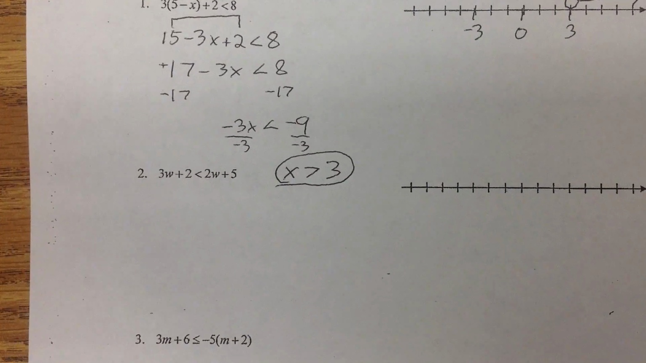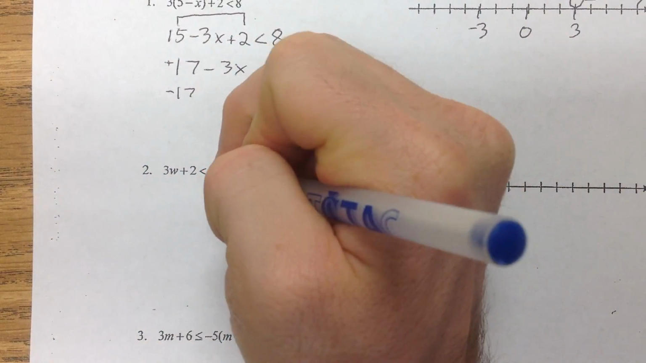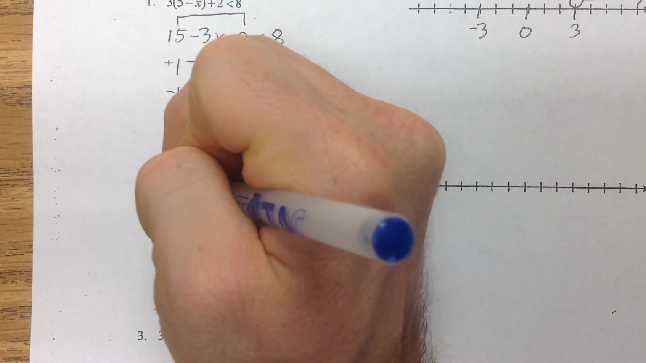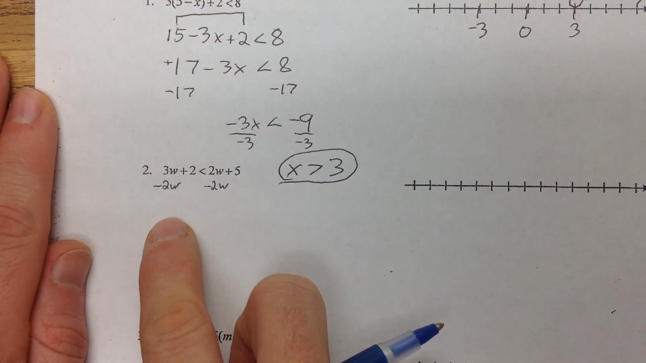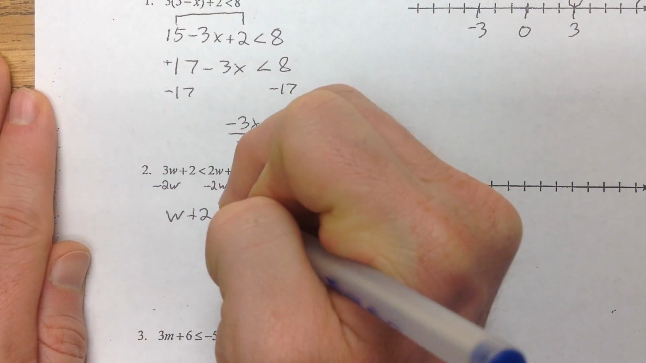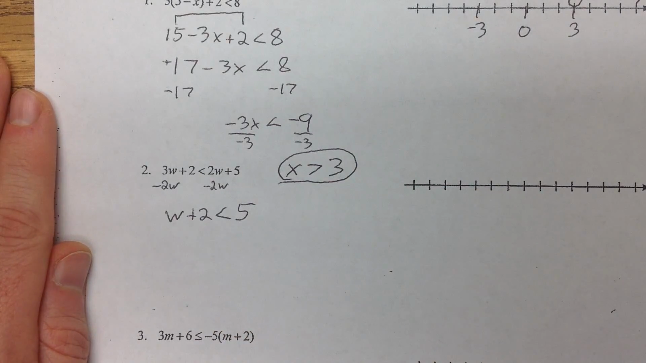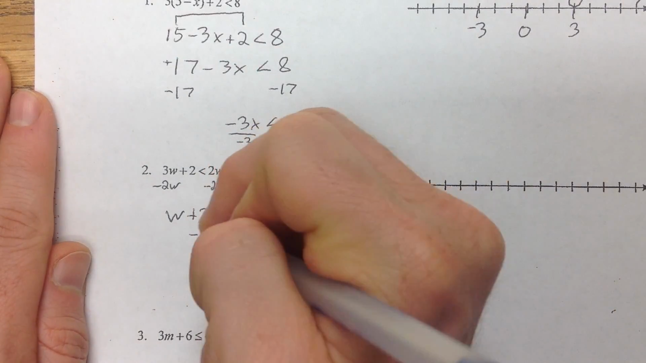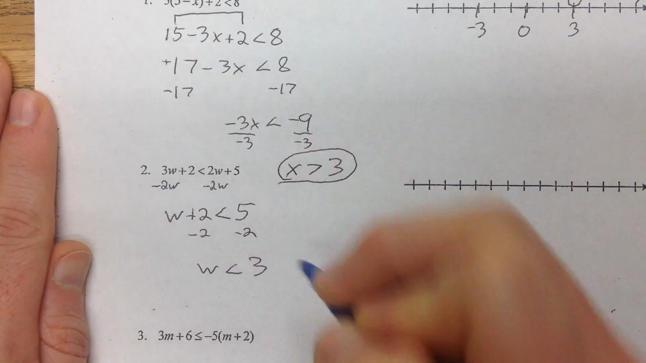If we look at number 2 here, there's no distribution, but we do have variables on both sides, so we want to get those on the same side. We're usually going to move the smaller ones, so subtract 2w, subtract 2w. 3 minus 2 is 1, so I could either write that as 1w, or I could just write it as w plus 2 is less than 5. If I subtract 2 from both sides, I'm going to end up with w is less than 3.